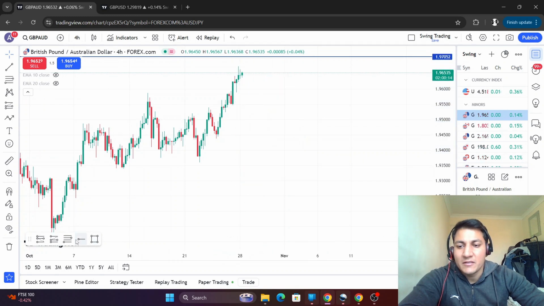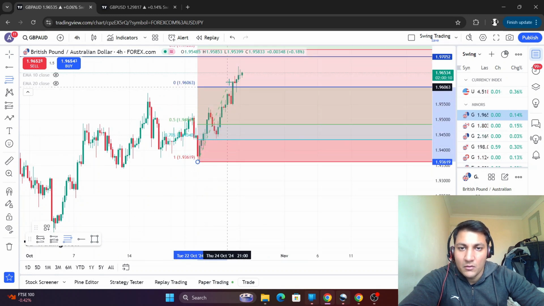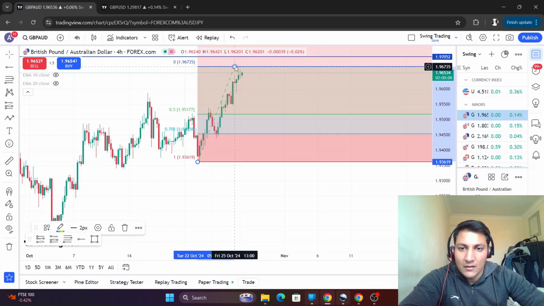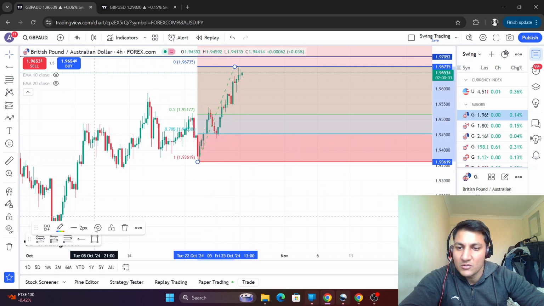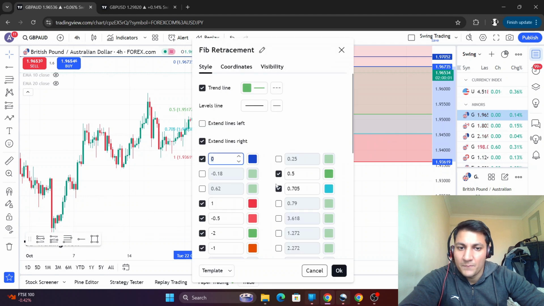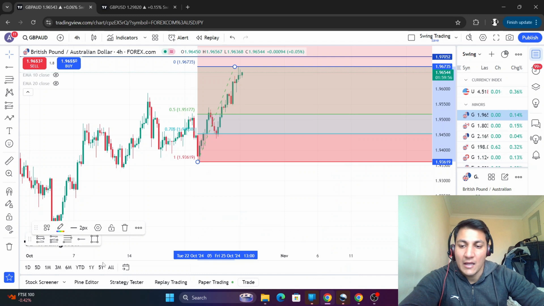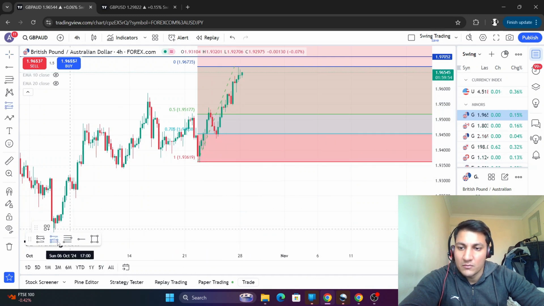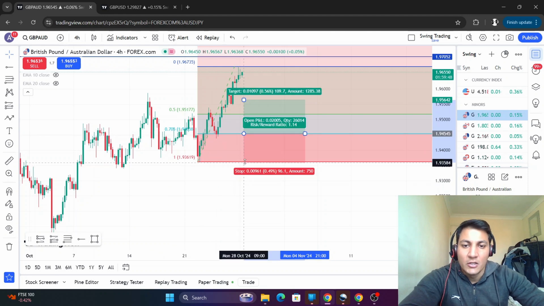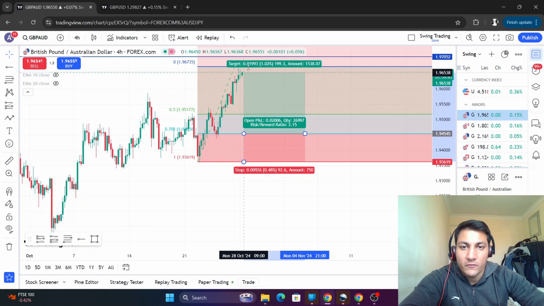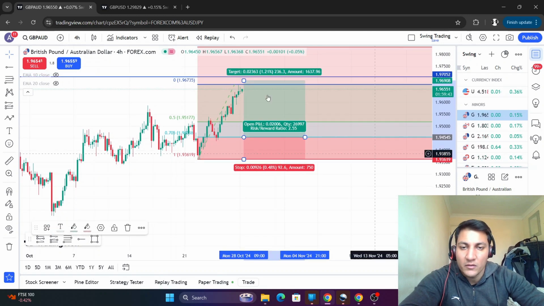But for me, I think it's so much easier to just get the Fibonacci from this low all the way to the high, like that, and then you've got your optimal trade entry, the 0.705 level. Let me just get the settings up here. We always enter at the 0.705 level. You get your risk to reward tool, put it on this level. That's your entry, stop loss at the low.